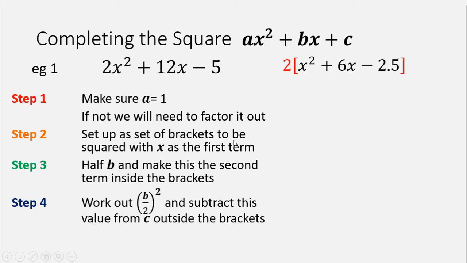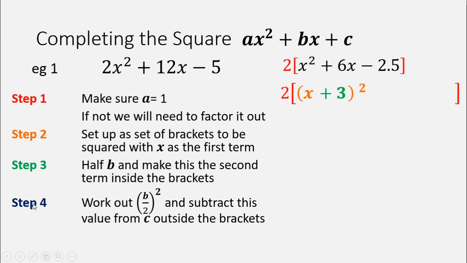So let's go on to step 2. Set up a set of brackets to be squared with x as the first term. Now, this is going to work to make x squared, because you know that x times x makes x squared. If I hadn't factored the 2 out first, there is no way that this is going to give me 2x squared. So I'm just trying to make the quadratic that's inside the square brackets. So x is the first term. What's the next term? Step 3. Half b and make this the second term. So half of 6, that's positive 3, plus 3.